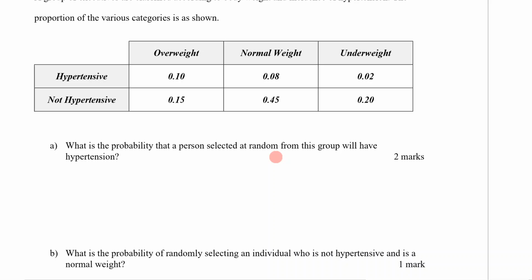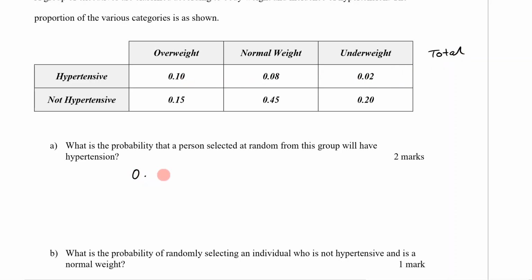For part A, what is the probability that a person selected at random from this group will have hypertension? So those who are hypertensive are here. So we need to figure out what the total is. And the total would be over here. So that means we're going to have to add up all of these.